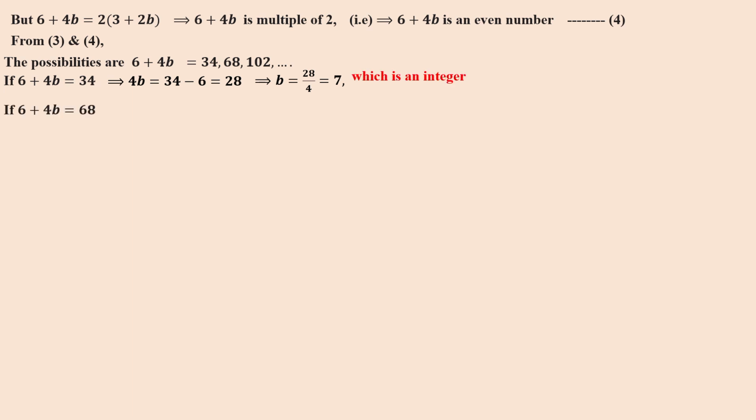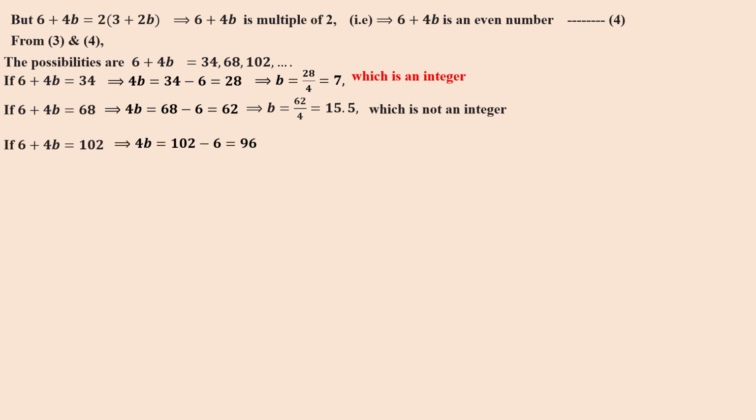Next, if 6 + 4b = 68, the second number, then 4b = 68 - 6 = 62. So 62 / 4 = 15.5, which is not an integer, so we cannot take that number. Next we go to 102. 6 + 4b = 102, so 4b = 102 - 6 = 96. b = 96 / 4 = 24. It is an integer. So the first two numbers are b = 7 and b = 24.